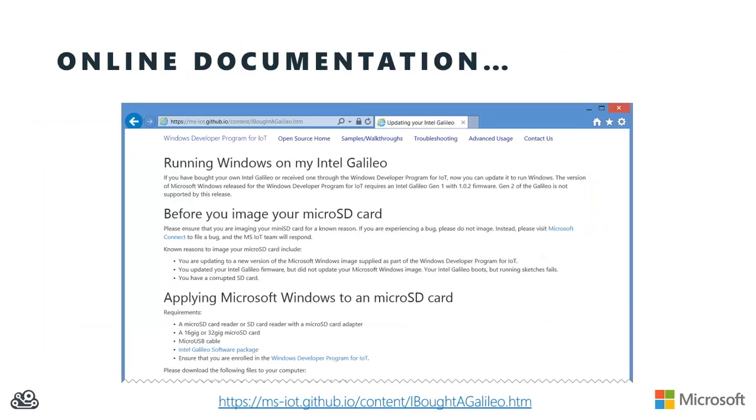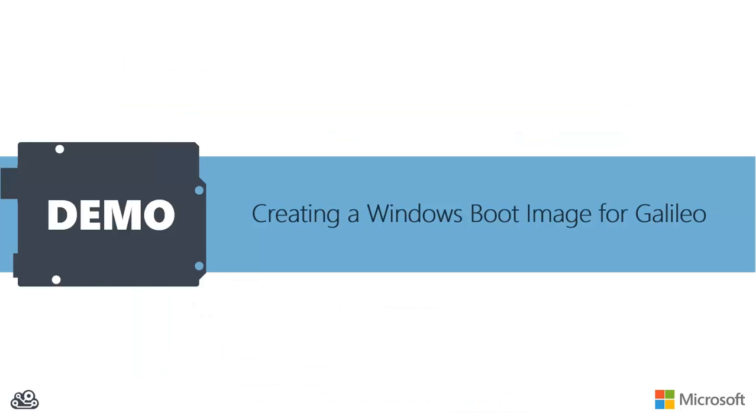Now, all of these steps are documented. You can use the link on the screen to go up and look at the self-provisioning instructions for getting the Windows image set up on a micro SD card that you can boot your Intel Galileo from. So let's go give it a try. Let's look at creating a Windows boot image for your Intel Galileo.